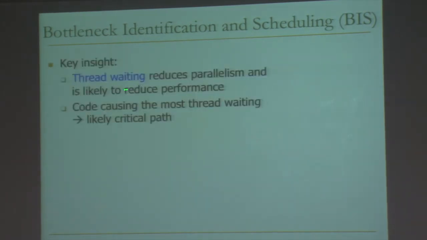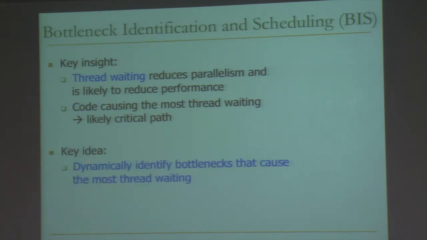So the key idea is that thread waiting reduces parallelism and is likely to reduce performance, as I've shown you. Code causing the most thread waiting is likely on the critical path. Once you have this insight, you can develop an idea. Basically, somehow figure out how many threads are waiting. How much thread waiting does this bottleneck cause? Basically, dynamically identify bottlenecks that cause the most thread waiting. And I'll show you how we can do that.